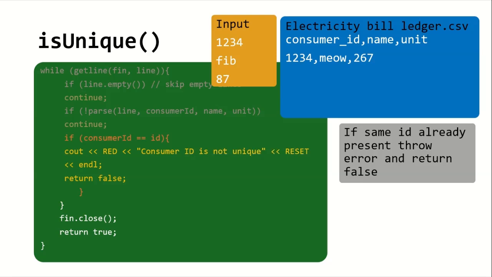If the consumer ID matches, the ID is not unique. So let's say we have 1234, and we also have 1234 in the database. So the ID is not unique. We are going to return false, and we are going to throw an error in the terminal, and we are not letting the user append into the file. But if the data was different, let's say we have 2456, this is a unique ID, so we will let the user write.